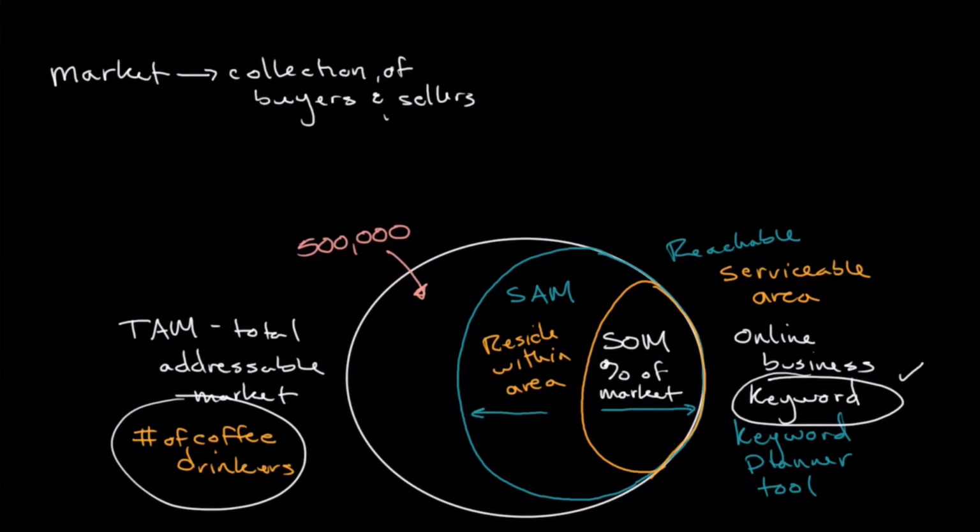So we might say, well, within our smaller market, we actually have about 60,000 people that reside within our serviceable addressable market. This is who is willing to drive to us. And then a percentage of that, we might say, realistically, we can probably acquire maybe 10% of those customers, which means we can acquire potentially 6,000 people.